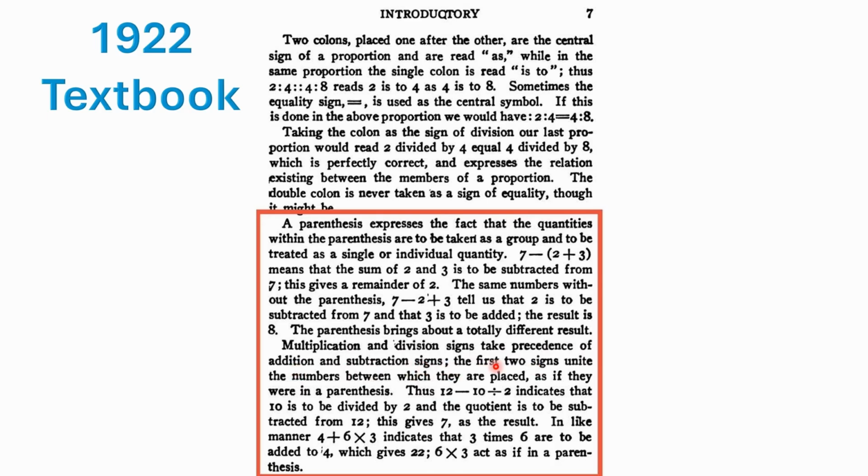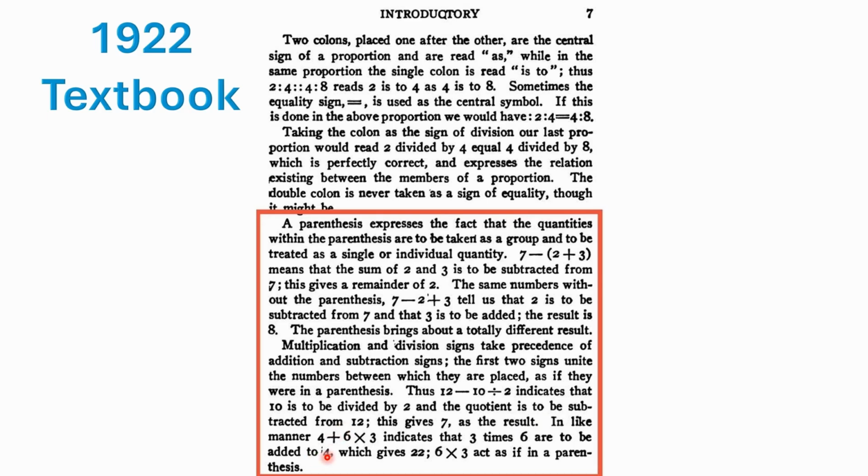The first two signs unite the numbers between which they're to be placed. So, as if they were in parentheses. And again, parentheses are not necessary. And they have an example with just division. 12 minus 10 divided by 2 indicates that 10 is to be divided by 2, and the quotient is to be subtracted from 12. So the division comes first, even though it's here.